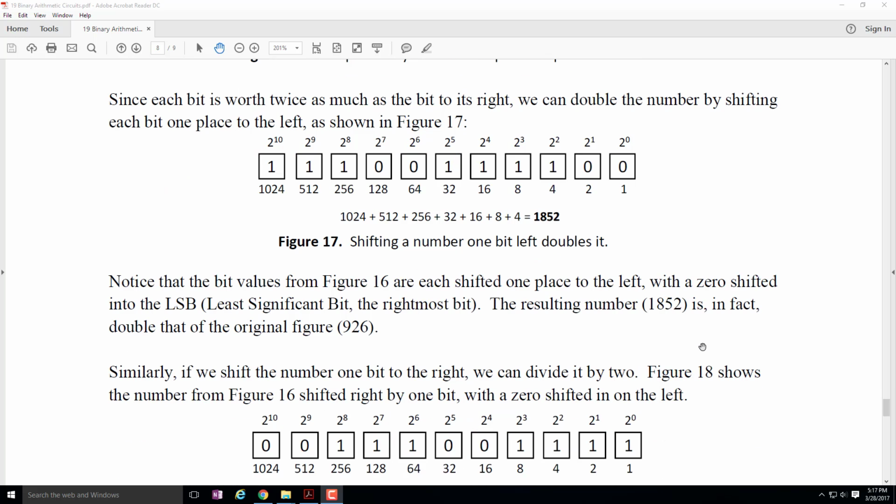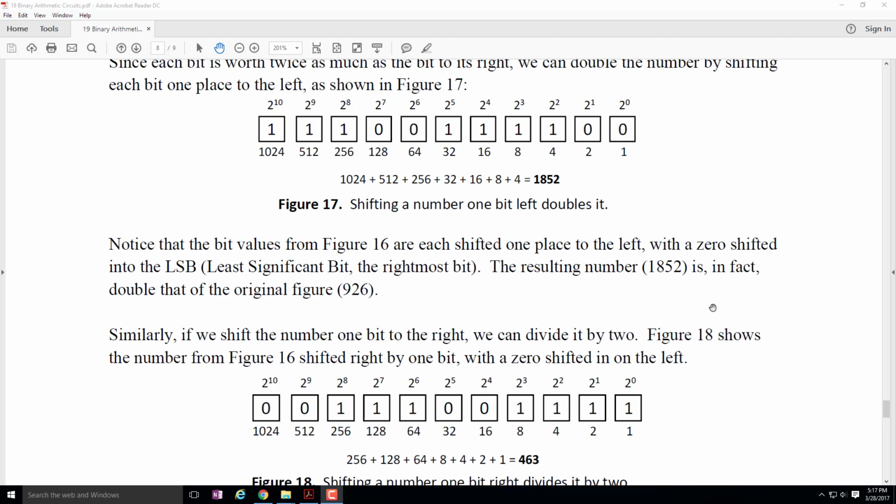So shifting a number one bit to the left will double it. Shifting one bit to the right will halve it. We'll cut it by a factor of 2. We'll divide it by 2. And if you shifted it, say, 2 places to the left, then you would multiply by 2 twice. 2 to the second is 4, so you could multiply the number by 4. Or if you shifted it 3 times, you could multiply it by 8, or 16. It's very easy to multiply or divide a number by powers of 2.